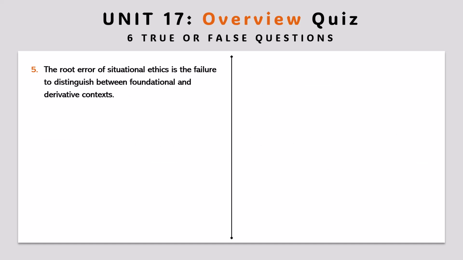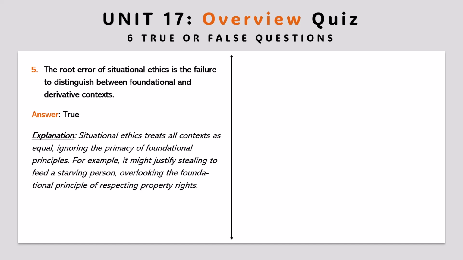Question number 5. The root error of situational ethics is the failure to distinguish between foundational and derivative contexts. Answer: true. Explanation: situational ethics treats all contexts as equal, ignoring the primacy of foundational principles. For example, it might justify stealing to feed a starving person, overlooking the foundational principle of respecting property rights.